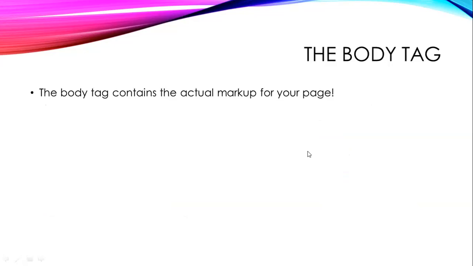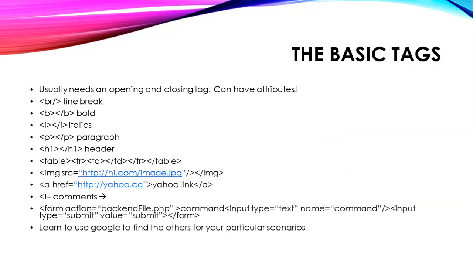The body tag. The body tag contains the actual markup for your page. So this is where the content of your page exists. And in a moment, we're going to be creating it. And within the content of the tag, you have the basic content tags, which are like BR, bold, italics, paragraphs. These are things you should play around with in order to understand them a bit more.